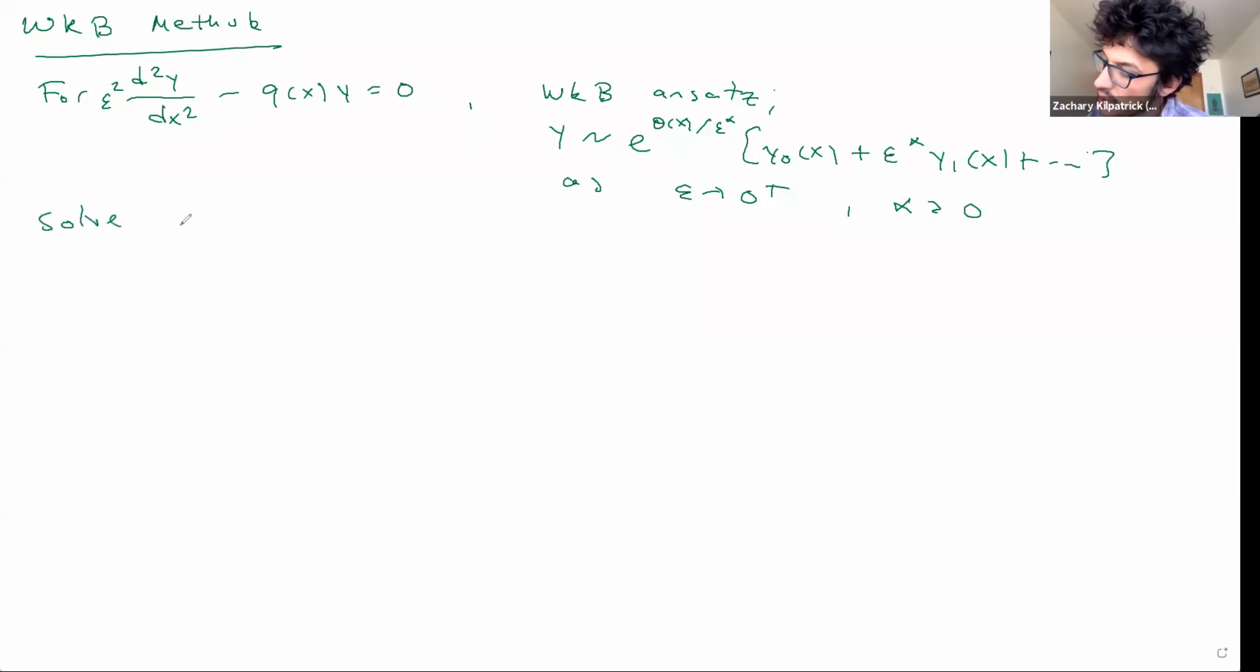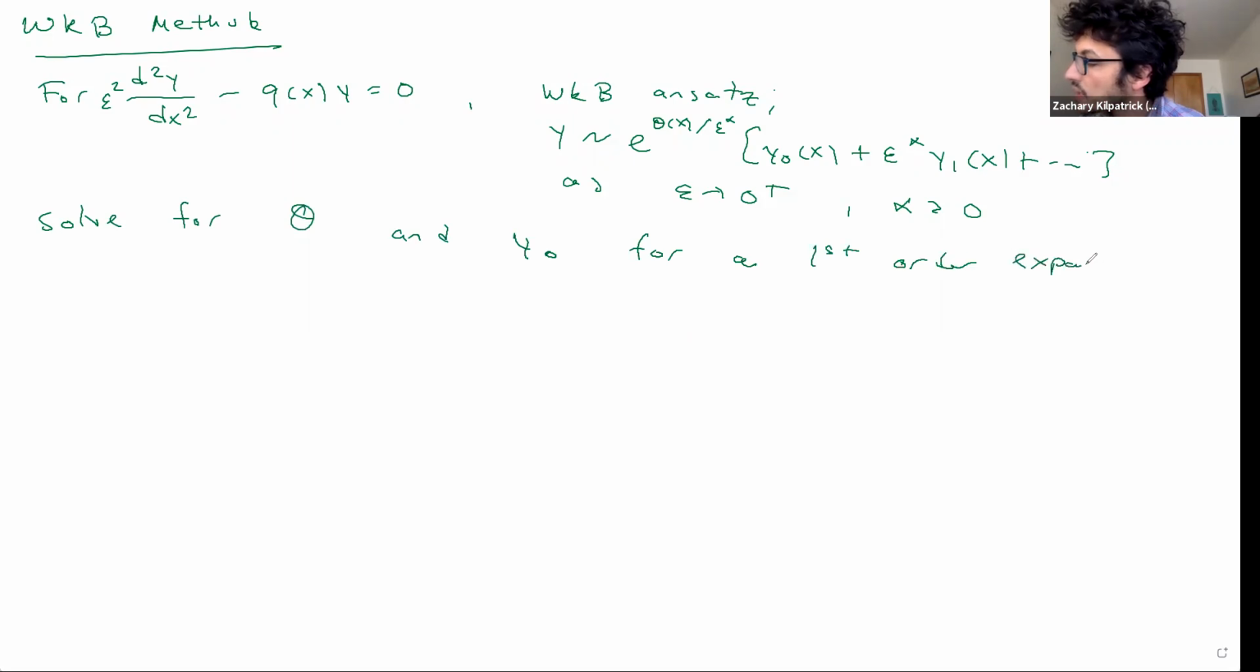And you're going to need to solve for theta and y0 for a first order expansion. And as we showed, you just plug in this ansatz, you expand, you collect terms in the hierarchy, you choose alpha in order to match the leading order terms, and then you'll have hopefully a solvable hierarchy of equations that you can then work out.